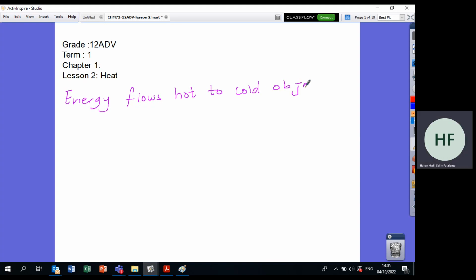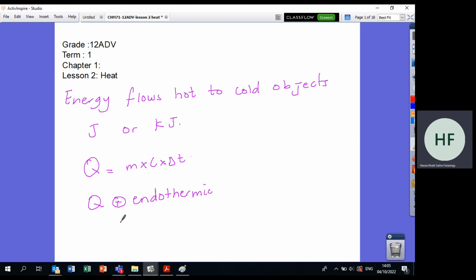Okay, and the unit of heat, since heat is energy, its unit is joules or kilojoules. One way to measure or calculate the heat was Q equal M times C times delta T. And we said Q might be positive or negative. If it is positive, this means the reaction is endothermic or absorbs heat. And if it is negative, this means the reaction is exothermic or releases heat.